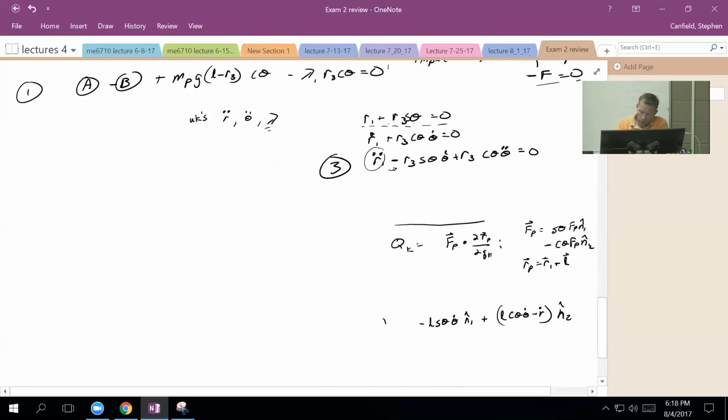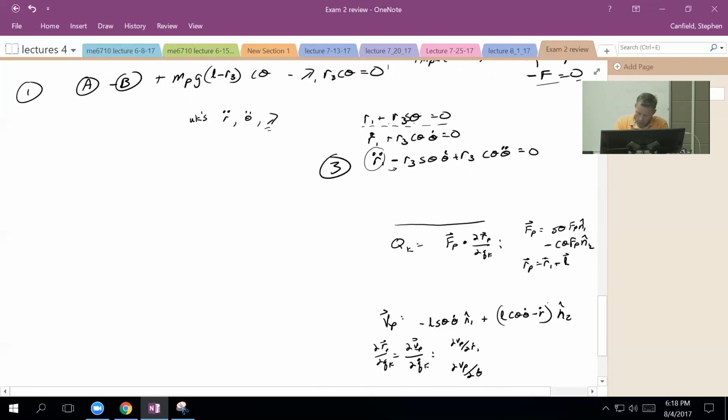So our V sub P is this. The partial of R with respect to Q_K, by cancellation of dots, is the partial of V sub P, which is what we're calling the time derivative of that, with respect to Q_K dot. So we'll need two terms. We'll need the partial of V sub P with respect to R1 dot, and the partial of V sub P with respect to theta dot.